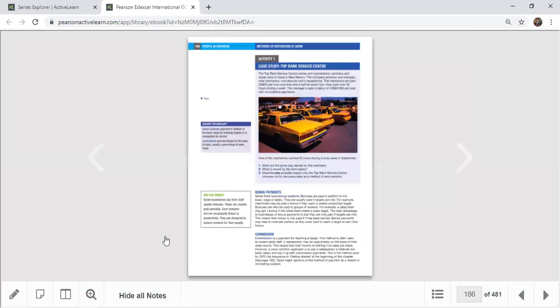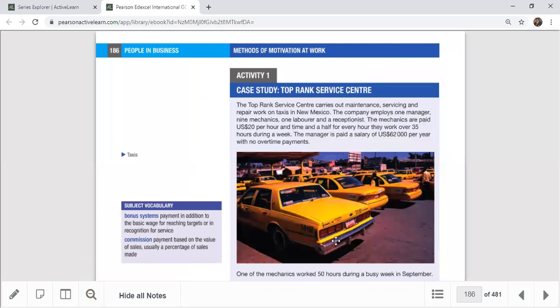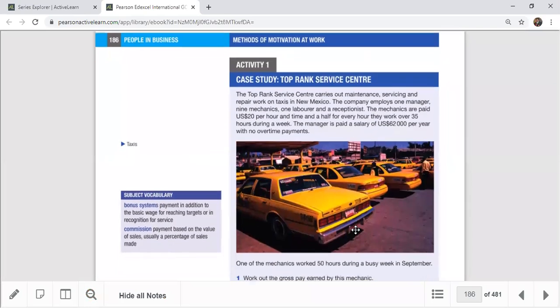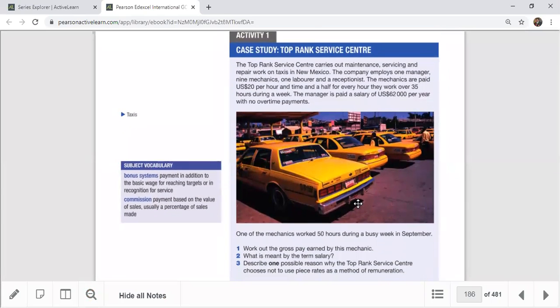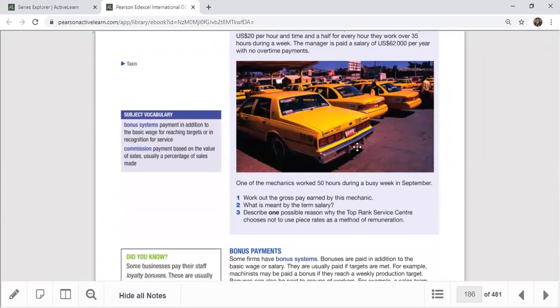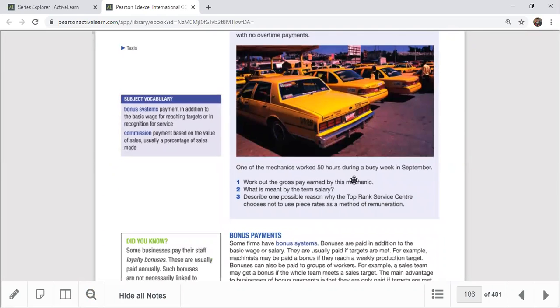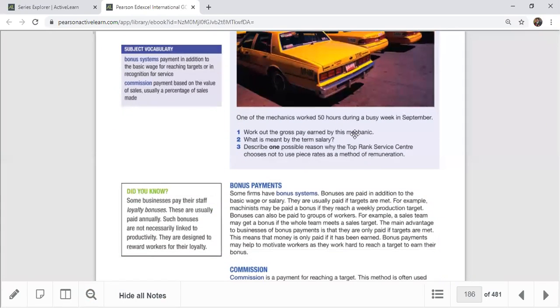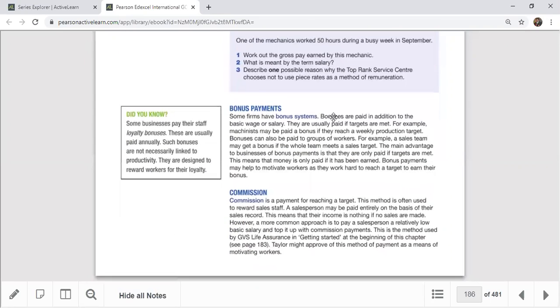After that, we talked about a case study on how to calculate pay for the repair works of the Top Rank Service maintenance department. In a busy week, one mechanic working 50 hours, we calculated their gross pay and salary, everything. Today we are going to talk about two more: the bonus payment and the commission.